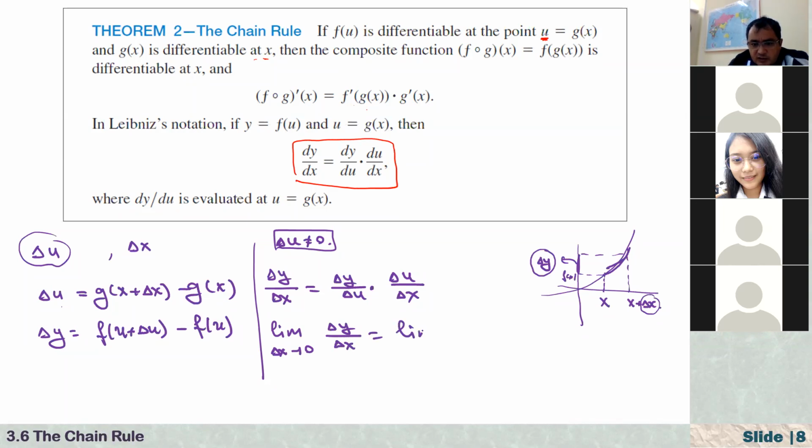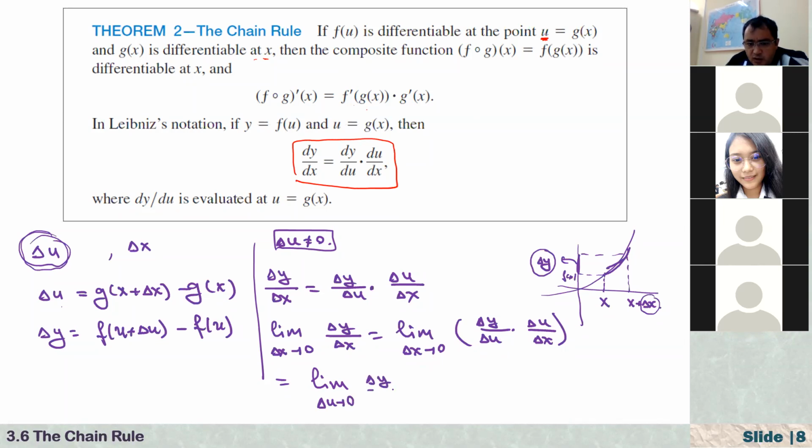That is just equal to the limit as delta x approaches zero of delta y over delta u times delta u over delta x. From the first observation, if delta x is very small, then delta u will also be very small. That means if delta x approaches zero, delta u must also approach zero, because these functions are continuous. So I can write the limit for the first one, since when delta x approaches zero, delta u approaches zero.